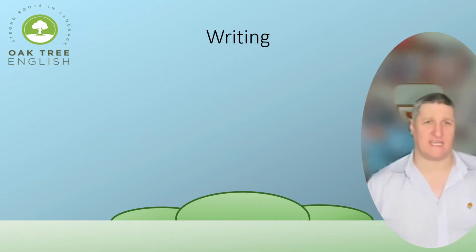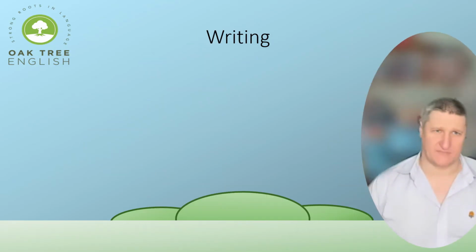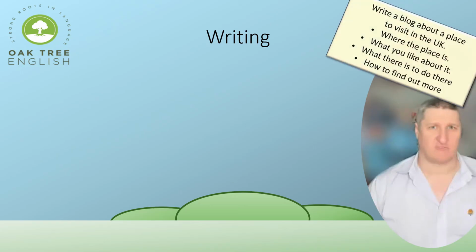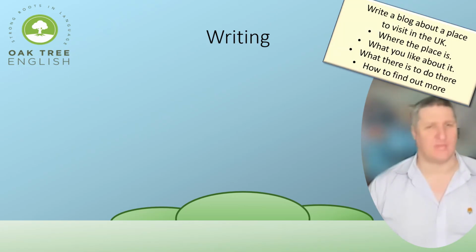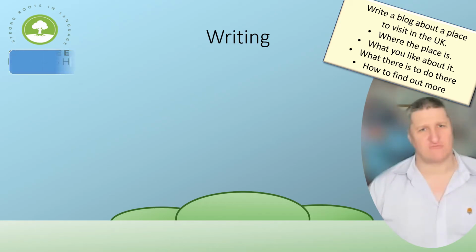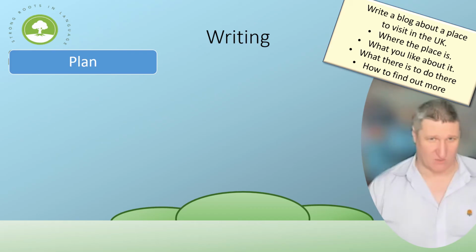Activity 3 is a short piece of writing. You're given a task with 4 points to write about. For example, write about a place to visit in the UK. You would need to write about where the place is, what you like about it, what there is to do there, and how to find out more. Don't forget to write a plan, which should include all 4 points and an introduction and a conclusion.